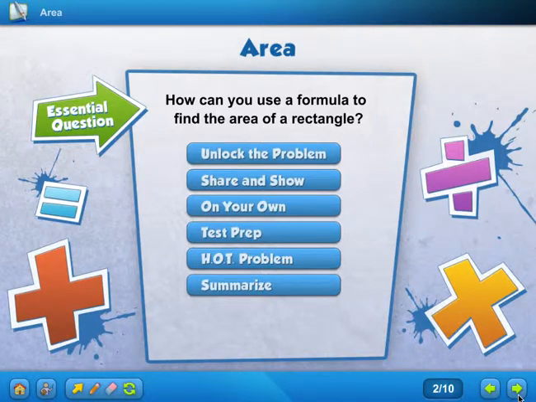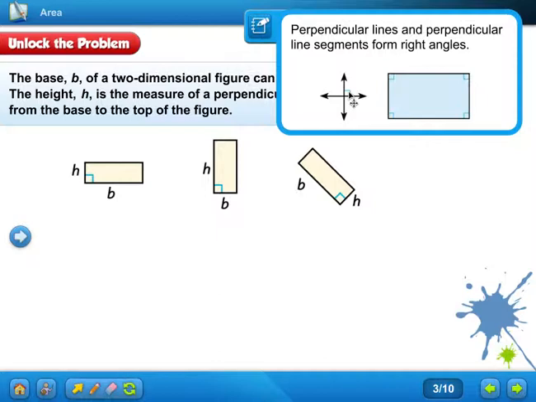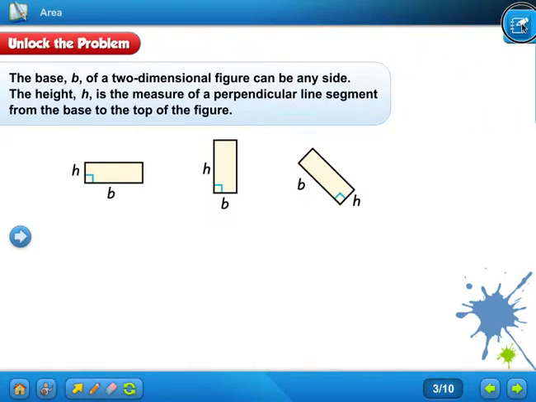All right, so let's get started. So the base B of a two-dimensional figure can be one side. The height H is the measure of a perpendicular line segment from the base to the top of the figure. Remember what perpendicular means? It has to have a perfect 90-degree angle in there. And these ones have that 90-degree angle. So here's your height and your base with your 90 degrees.